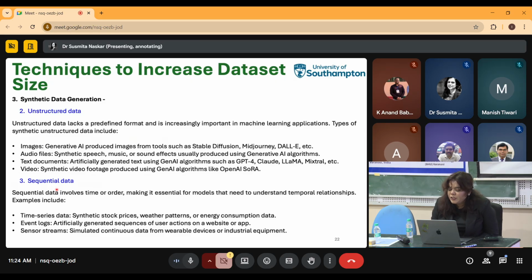So basically, unstructured and sequential data let us create safe, controllable examples and rare events, definitely boosting robustness where real data are limited or sensitive, right? Now, if you look at structured, unstructured or sequential data, which one do you think is most trustworthy for synthetic data generation compared to the other two?